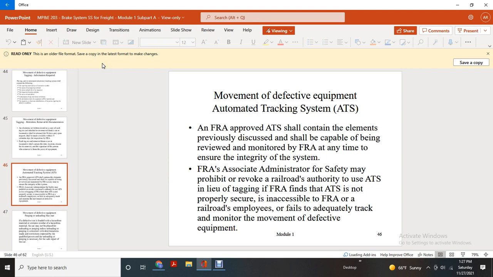Movement of defective equipment: the automatic tracking system. The FRA requires that the automatic tracking system, with the elements previously discussed, be capable of being reviewed and monitored by the FRA at any time to ensure the integrity of the system. The FRA's associate administrator for safety may prohibit or revoke a railroad's authority to use the automatic tracking system in lieu of tagging. The FRA may find the automatic tracking system is not properly secure or accessible, and a railroad employee shall be available to observe and monitor the movement of the defective equipment.